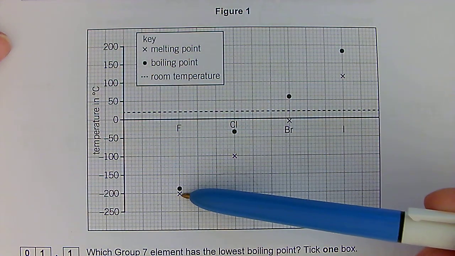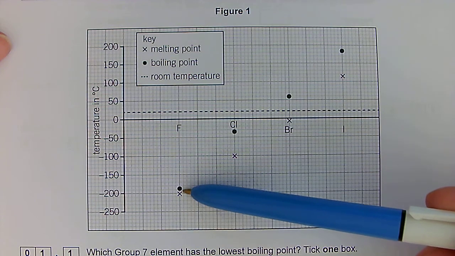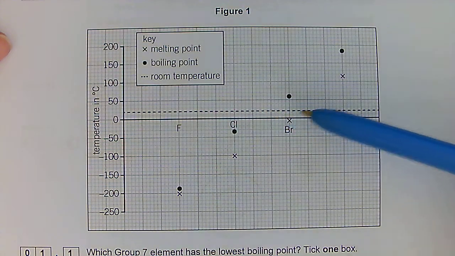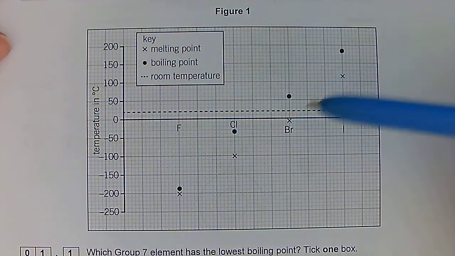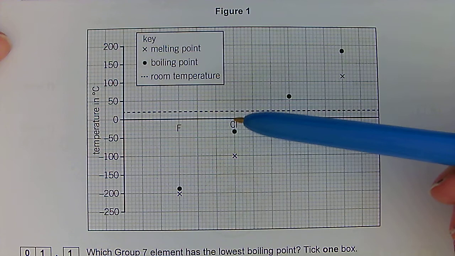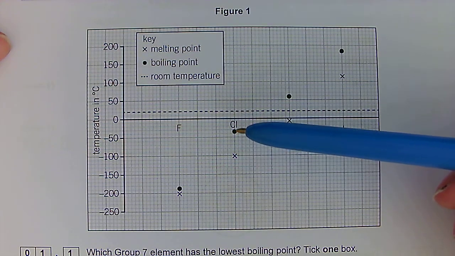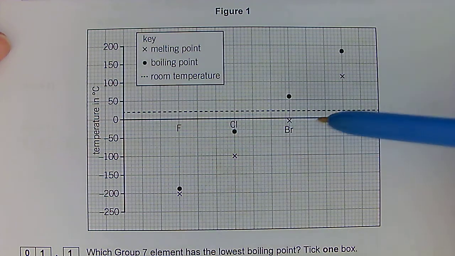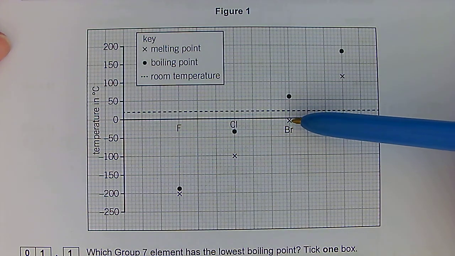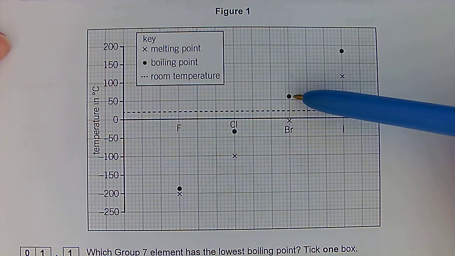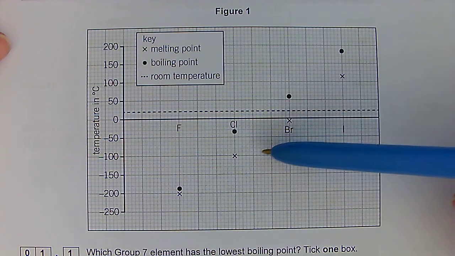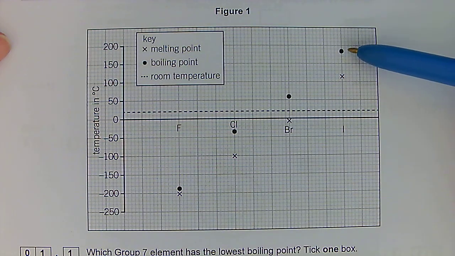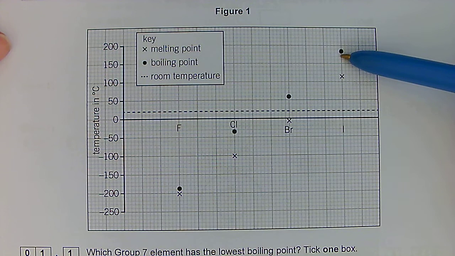So here you can see the melting point and the boiling point, they're very close together, and this is for fluorine. So across this axis here we've got the elements. For chlorine, which is here, this is the melting point and this is the boiling point, and you can see there's a little bit more of a gap between the two of them. Here's bromine, melting point and boiling point, and again we've got a gap, possibly not as big as this one. And here we've got iodine, where we've got the melting point and the boiling point of iodine.